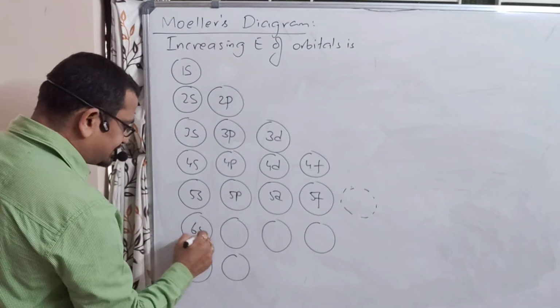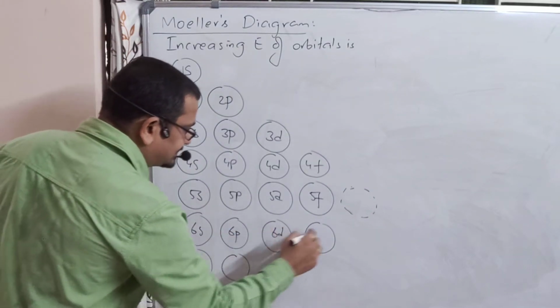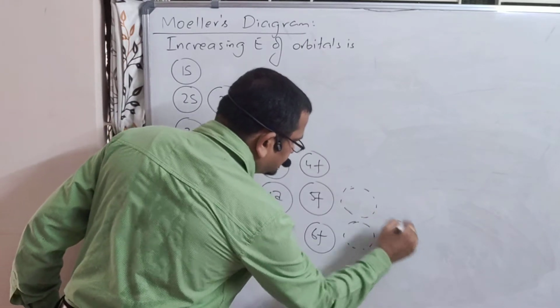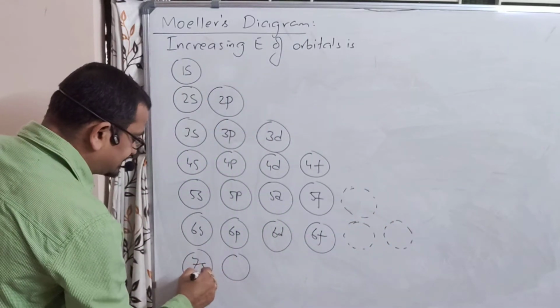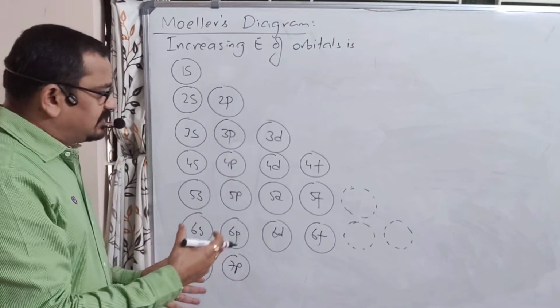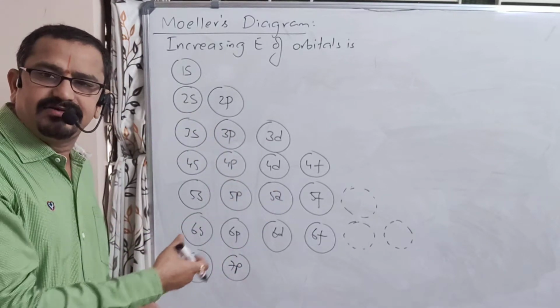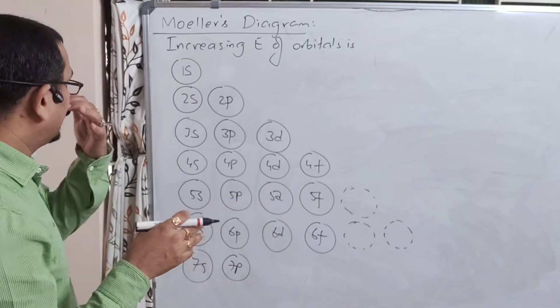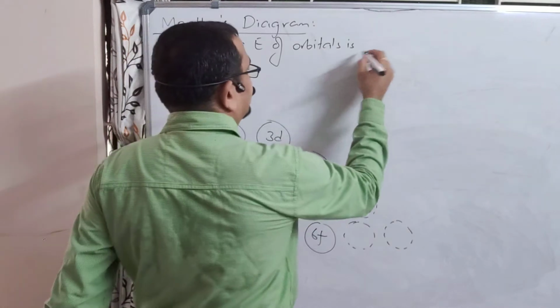Next, 6s, 6p, 6d, 6f. After this, they are all hypothetical. Next, 7s, 7p, so on. I am stopping this because for the existing elements, it is enough if you fill till here. The existing elements will be finished.